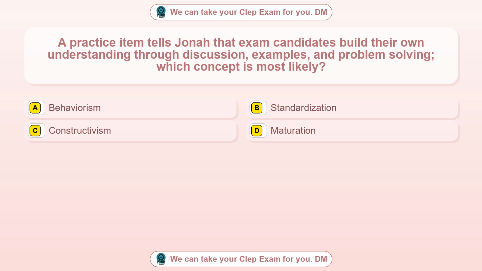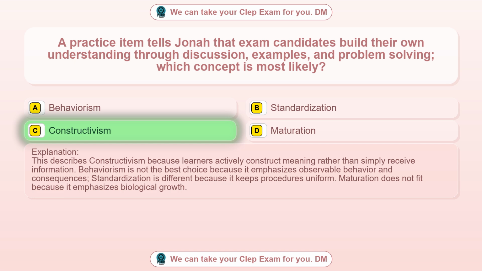Question 46. A practice item tells Jonah that exam candidates build their own understanding through discussion, examples, and problem solving. Which concept is most likely? Option A, behaviorism. Option B, standardization. Option C, constructivism. Option D, maturation. The correct answer is option C, constructivism.